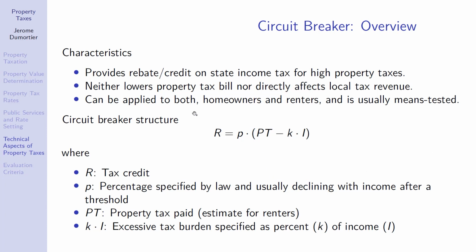Okay? So here the structure, or the equation, is the following. We have the tax credit, which I denote R, and then we have P, which is a percentage specified by law and is usually declining with income after a certain threshold. Then we have the property tax minus the excessive burden specified as a percentage of income.